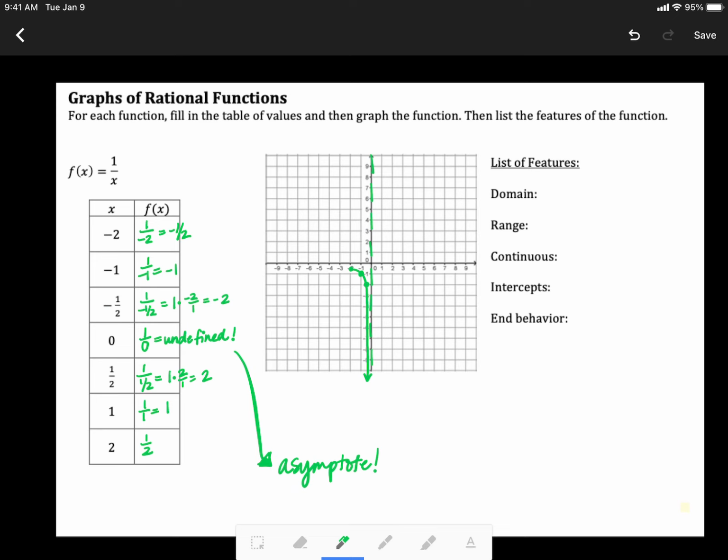Okay, let's keep plotting what we've got. So next up, I'm going to plot over 1 half, up 2. Again, maybe not a standard point you would have done, but it's really going to show us the shape of the curve. Over 1 half, up 2. Then I'm going to go over 1, up 1. Followed by over 2, up just 1 half.